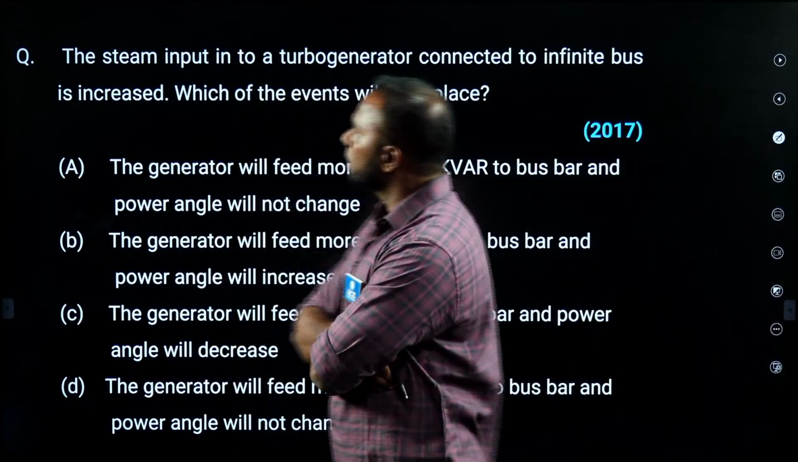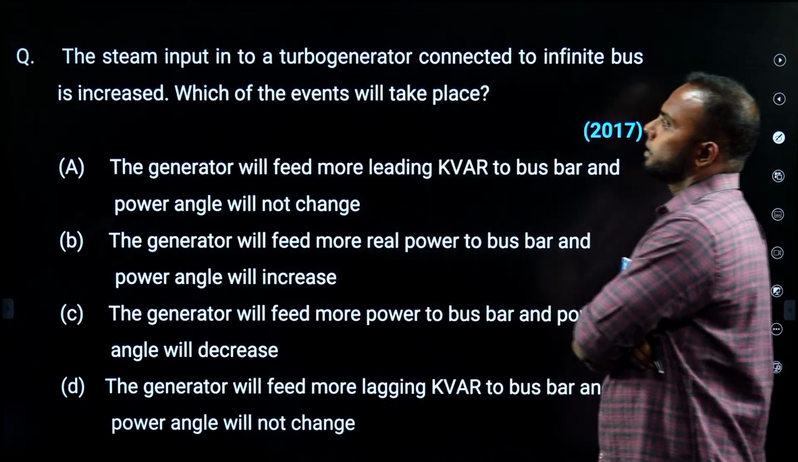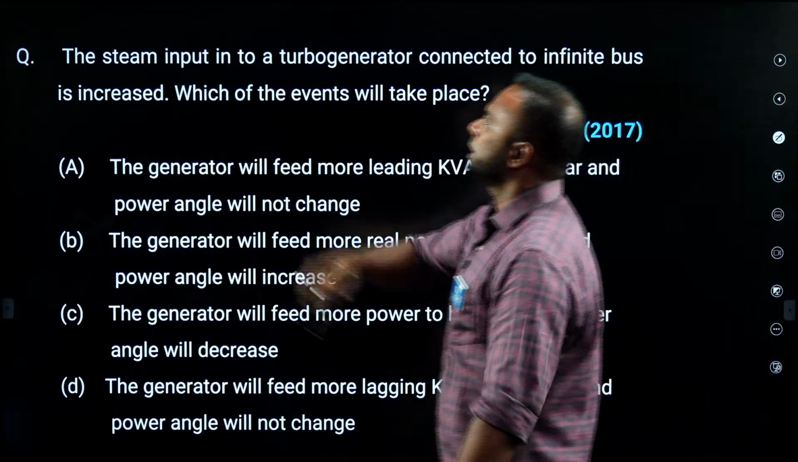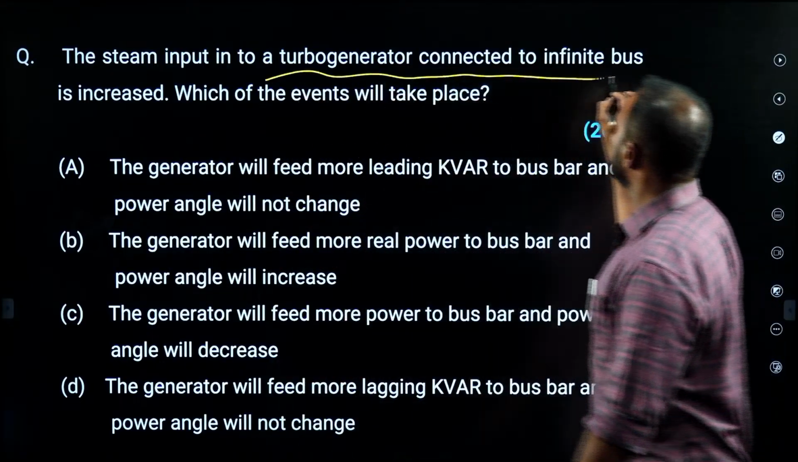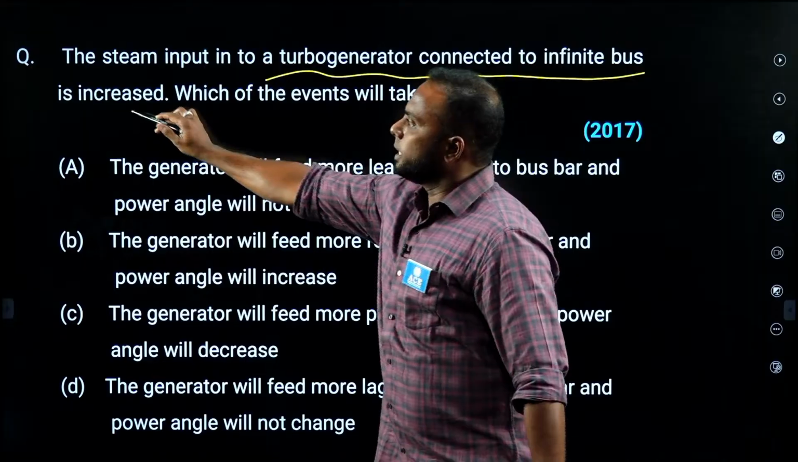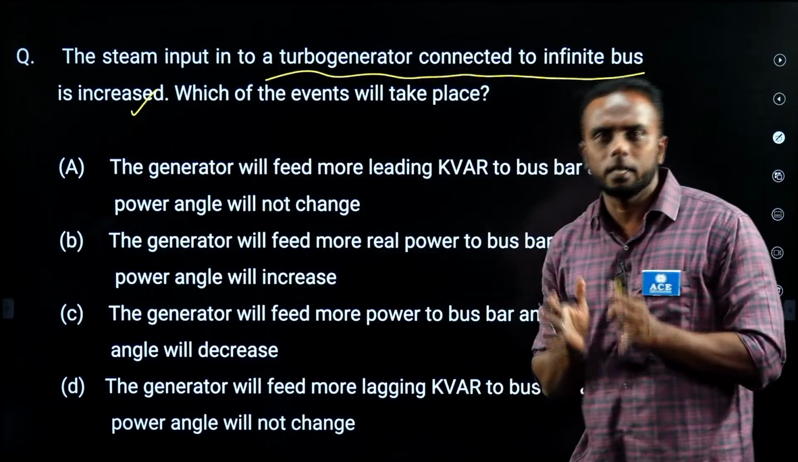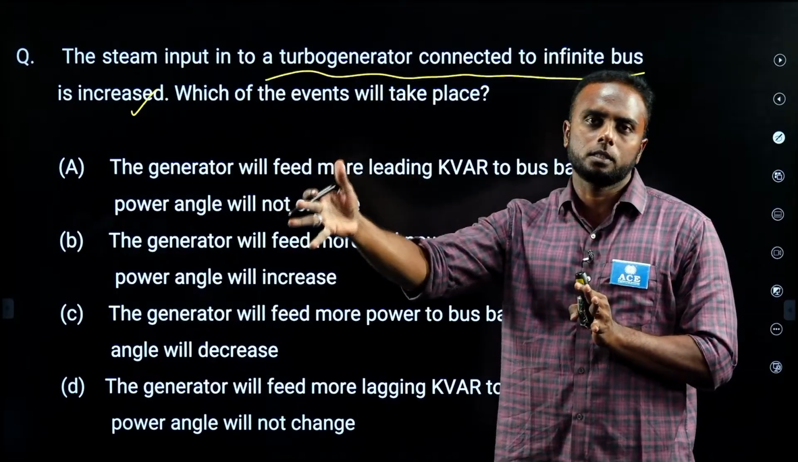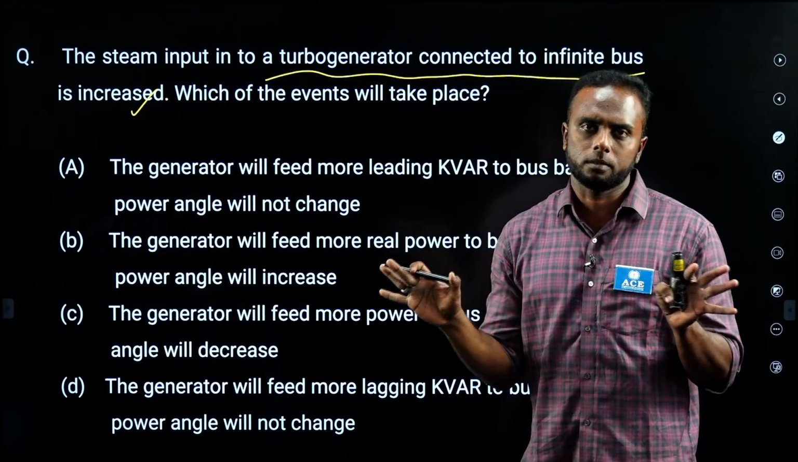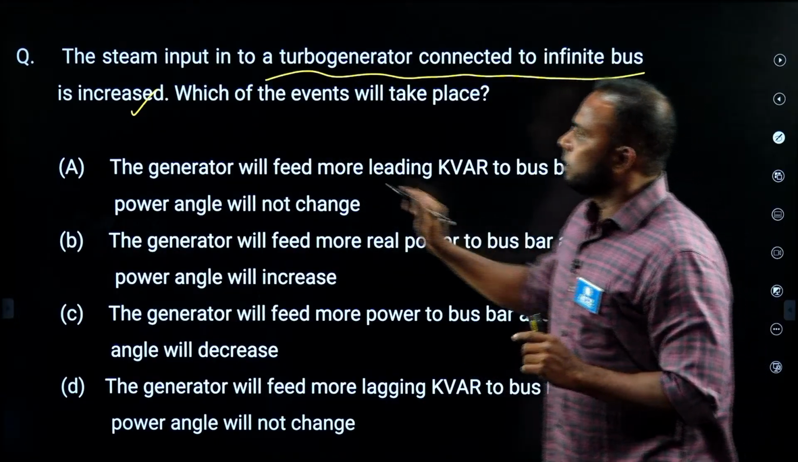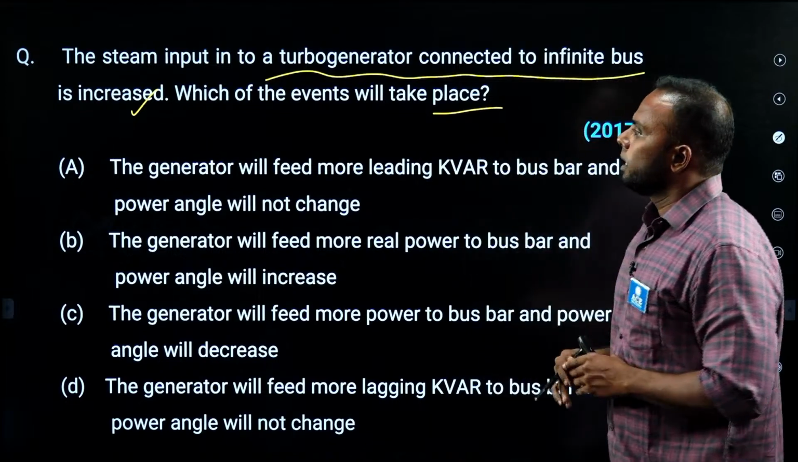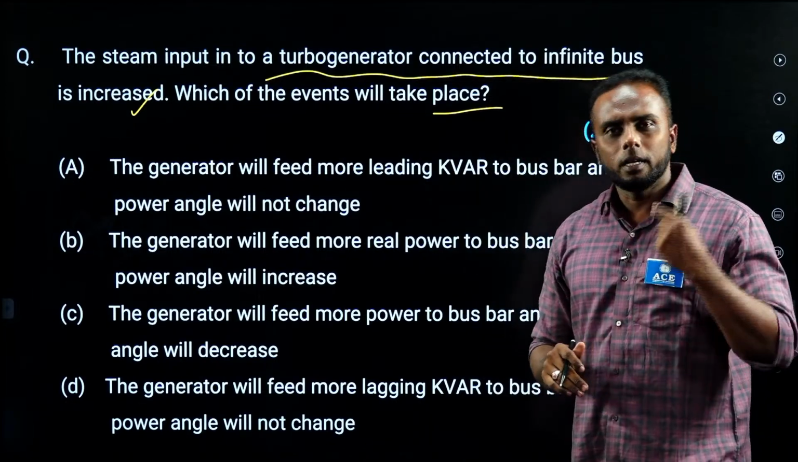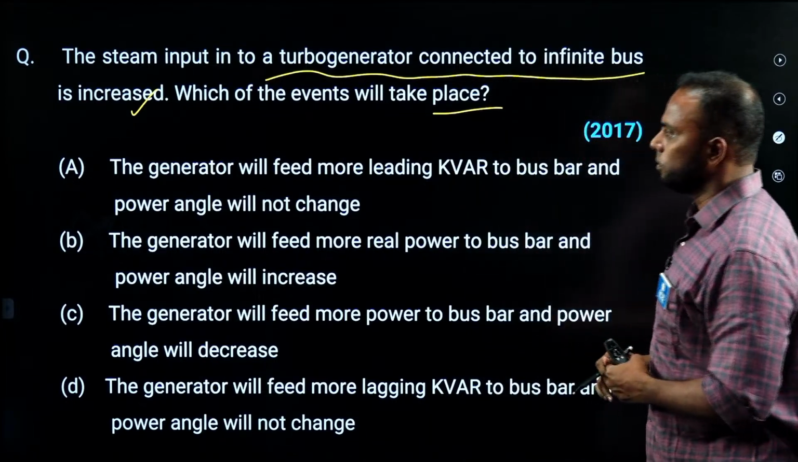Answer. The steam input into a turbo generator connected to an infinite bus bar is increased. Steam input or mechanical input, or load on the synchronous generator, these are all the same case. Which of the following events will take place? If steam input or mechanical input increases, then what happens to the generator?